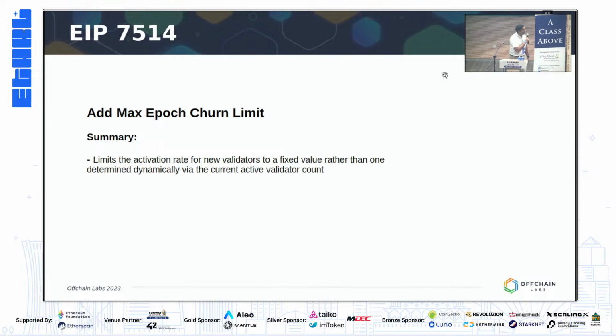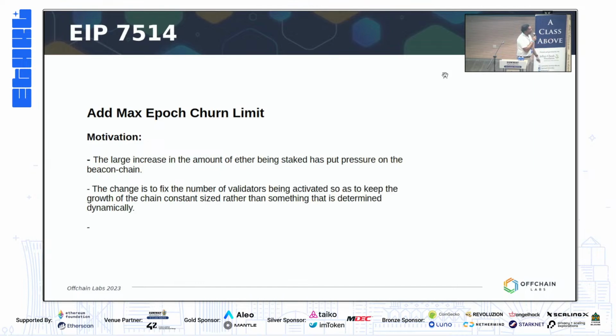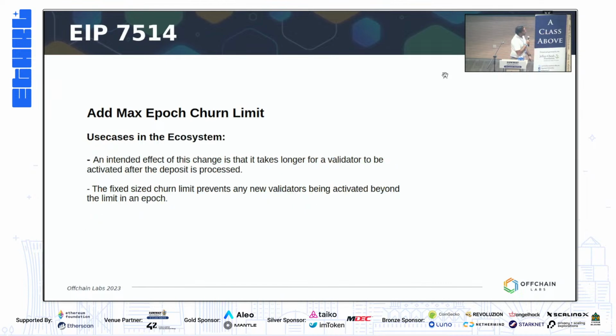However, having this number too high puts stress on consensus layer clients. So to prevent that, we have proposed this EIP to cap this value to 8. So by having 8, there's a linear increase in the number of active validators on chain. Yeah, so for the ecosystem, what this means is that you would have to wait longer if you have put your deposit in for your validator to be activated.